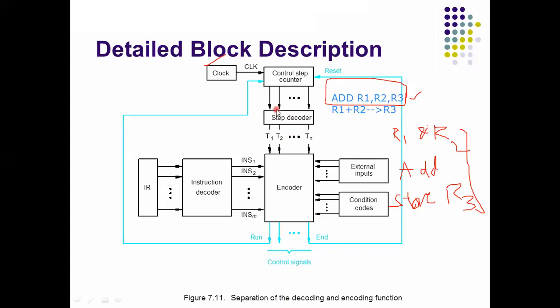See here, by the diagram we are saying: the control step counter, the instruction register, the contents from the control step counter, the contents from the instruction register, the contents of the condition codes depending on the status, and the contents of external inputs like MFC and interrupt. So this is the detailed block diagram.